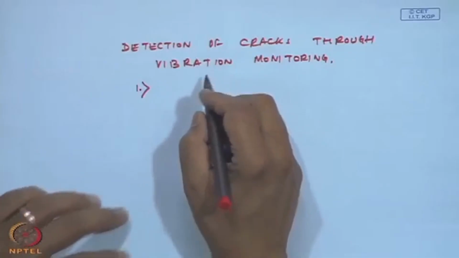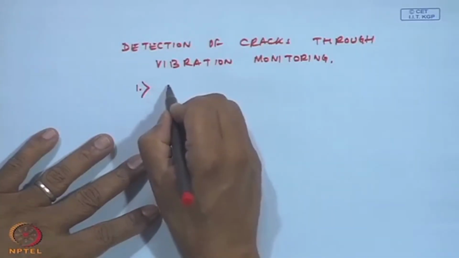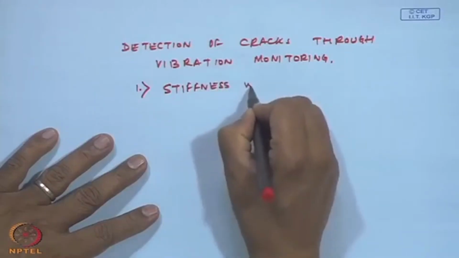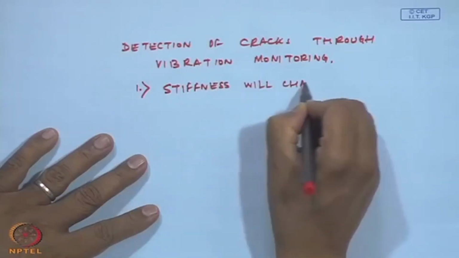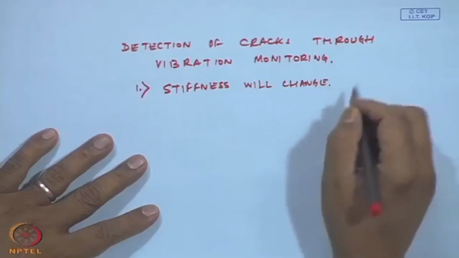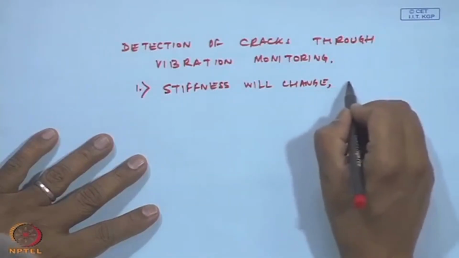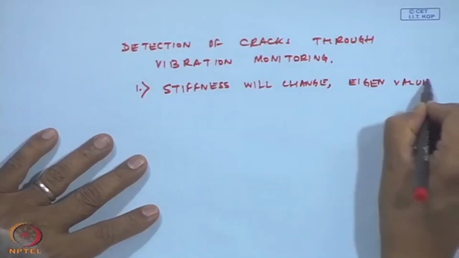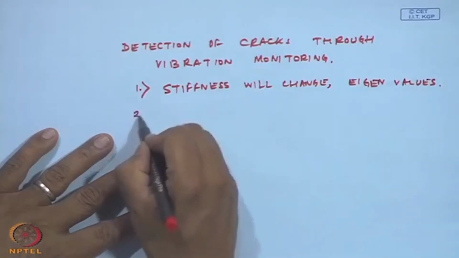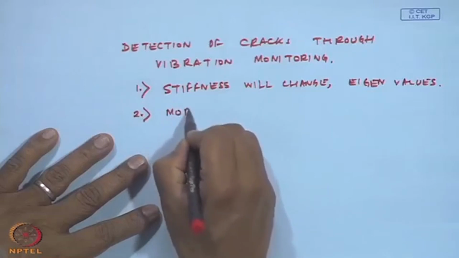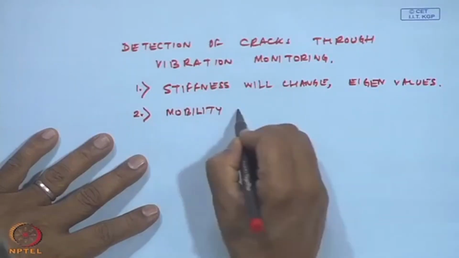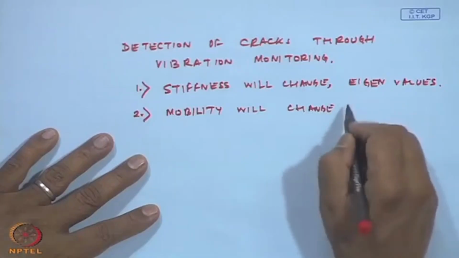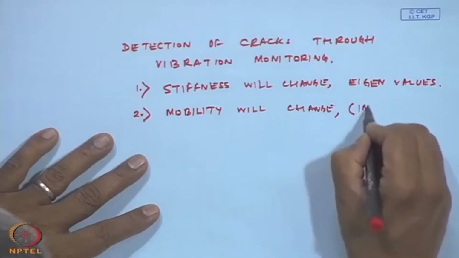Number one is the stiffness will change. Okay. So, we can monitor the eigenvalues or the natural frequency. Number two, the mobility, the inverse of the impedance, will change. So, we have to do it through impedance measurements.